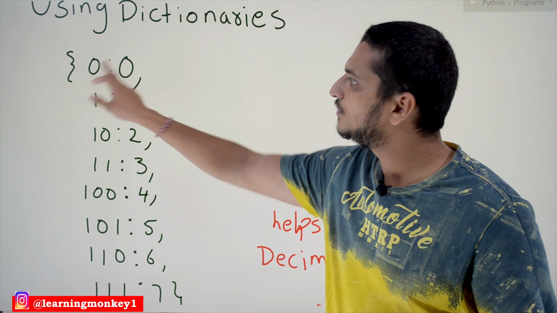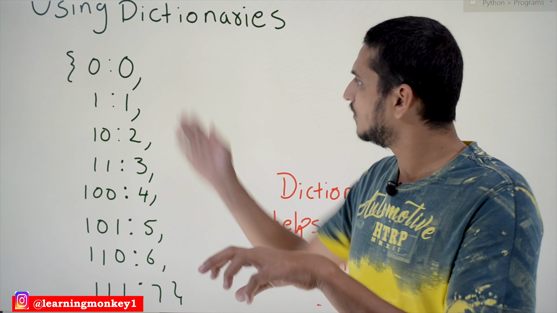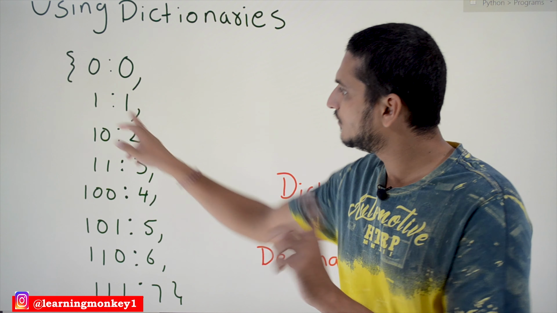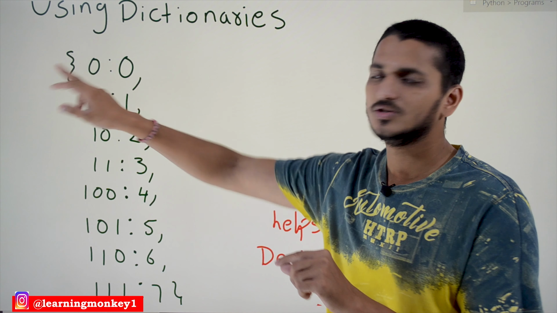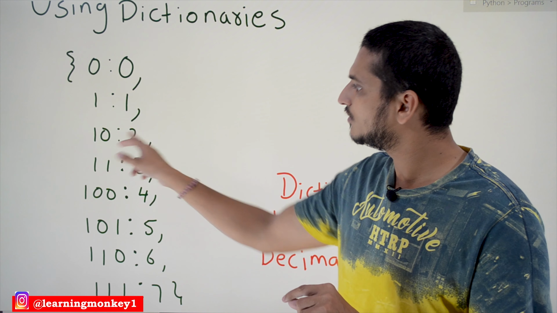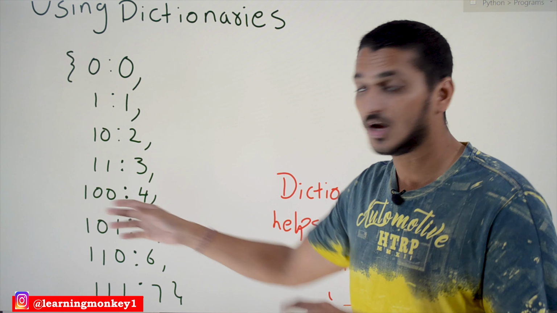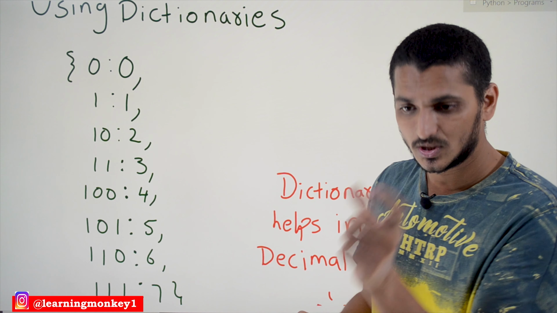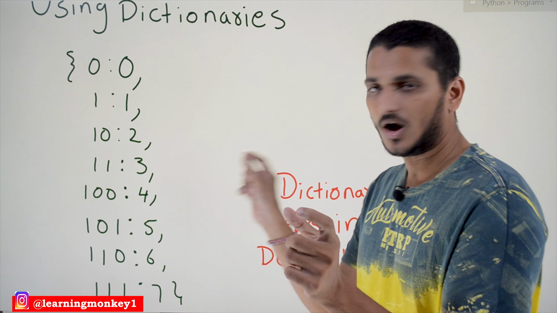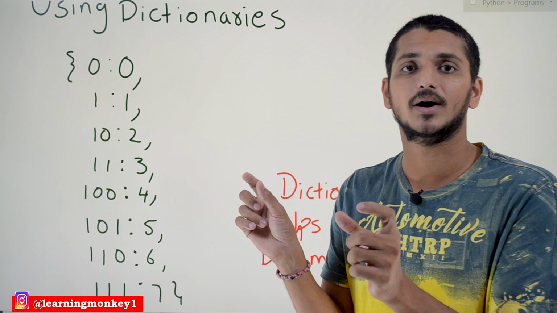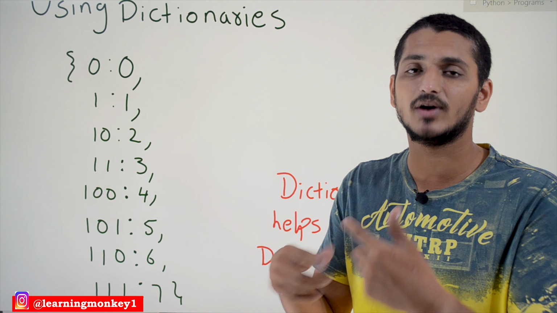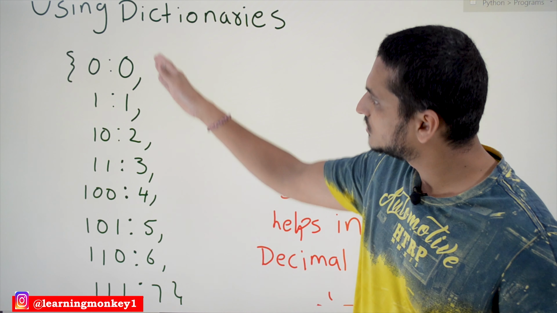Key value pairs: if you give the key as 0, the value is 0. If you give the key as 1, the value is 1. 1 0 means 2, 1 1 means 3. So in the key value pairs, we give the key as the binary value and the value as the octal number. The same thing we can use with dictionaries also.